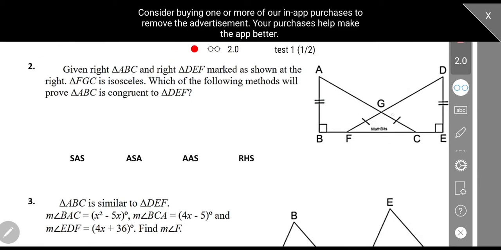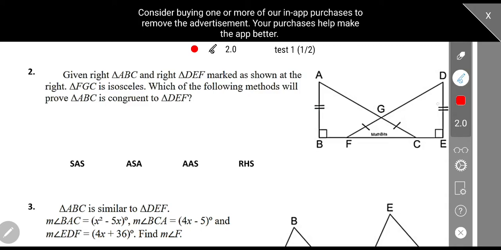For the second question now, we have here two right-angled triangles, and we have to look under which method they are congruent, which are ADC and DEF. These are the triangles. And they tell me that this triangle over here is an isosceles triangle. It means this angle equals this one. Simply, this one equals this one. Let's look at what is given there to know how we could prove this.